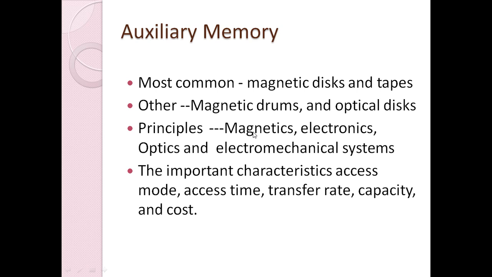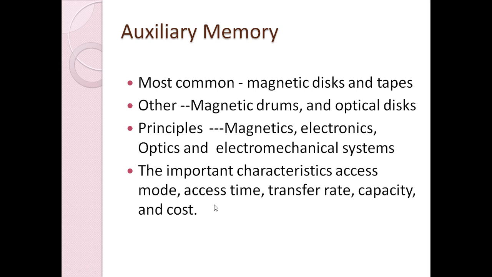The magnetic disk, tapes, and these auxiliary memory devices are dependent on principles of magnetics, electronics, optics, and electromechanical systems. The important characteristics of an auxiliary memory are the access mode, access time, transfer rate, and capacity and cost.